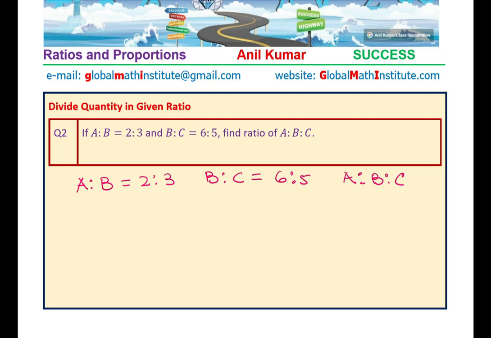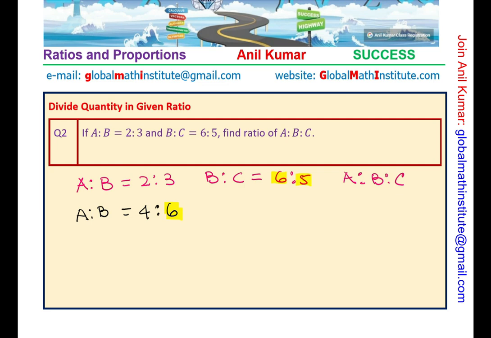Perfect. Now let's try to understand this strategy. The idea is we know A to B and B to C. We want to relate all. So what we should do is find something which is common, right? So A to B can also be written, instead of 2 to 3, multiplying by 2 will give us 4 to 6. Do you see that? Now you see that the ratio of A to B is 4 to 6, B to C is 6 to 5, and we can easily correlate it. You get the whole idea, right?